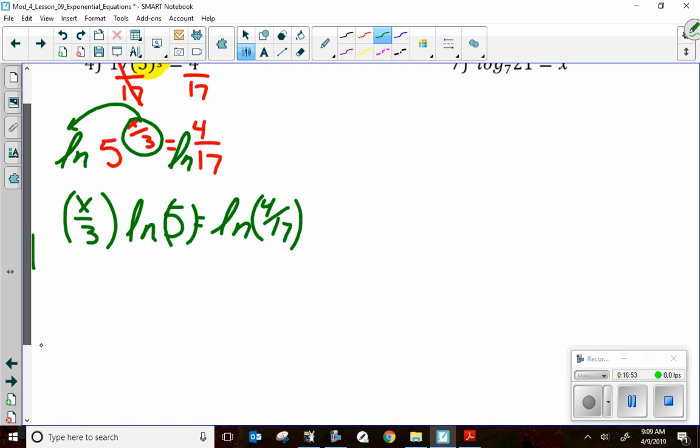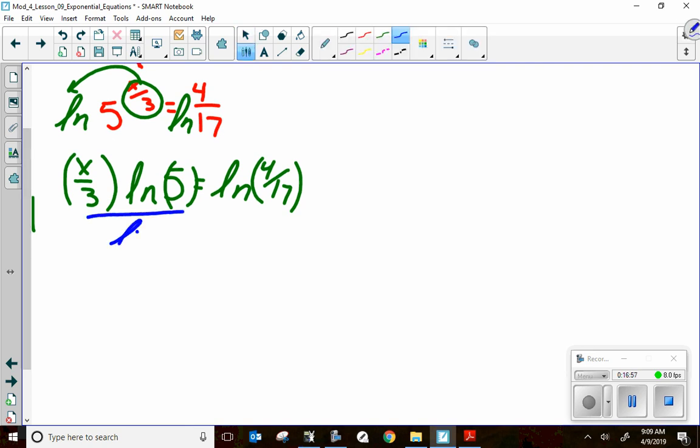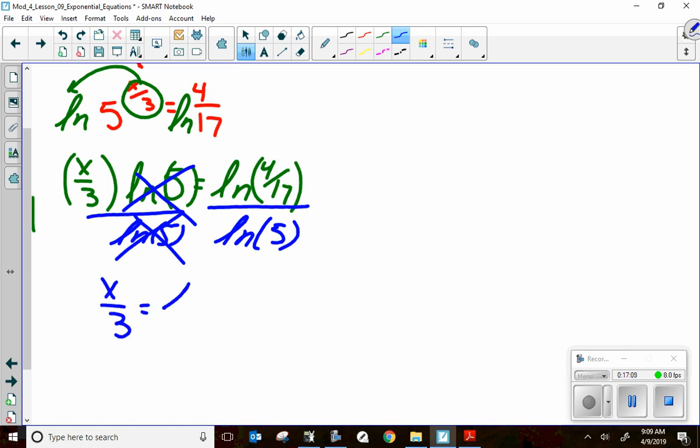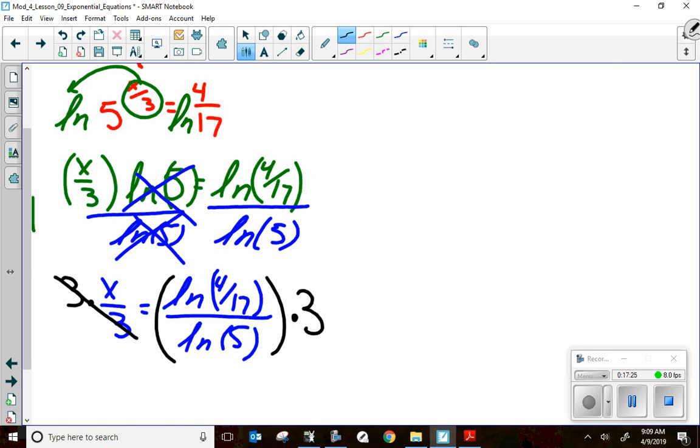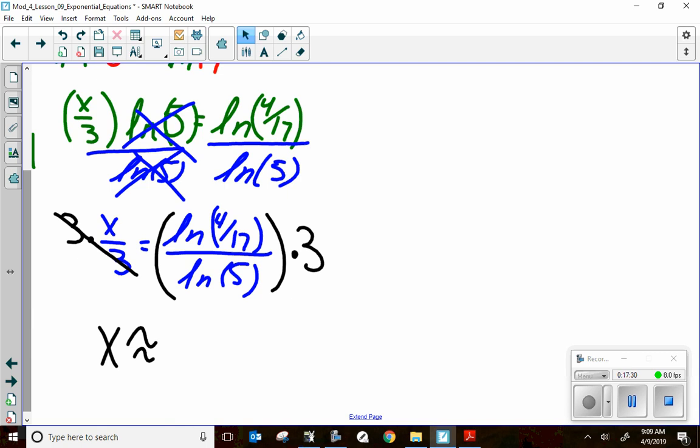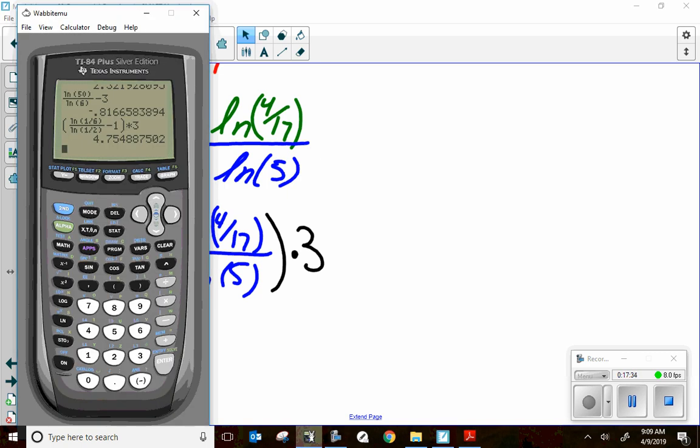All right, well, let's just solve this like I would anything else. Let's divide by the natural log of 5. Bang, boom. Divide by the natural log of 5. Now I have x over 3 equals the natural log of 4 over 17 over the natural log of 5. The last thing I need to do is multiply this left side by 3, which means I've got to multiply this right side by 3. So x is approximately, and I put this in the calculator. All right, parentheses, alpha y equals enter. It's the ln of 4 divided by 17 all over the ln of 5. Okay, close that parenthesis, and I'm going to multiply that times 3.